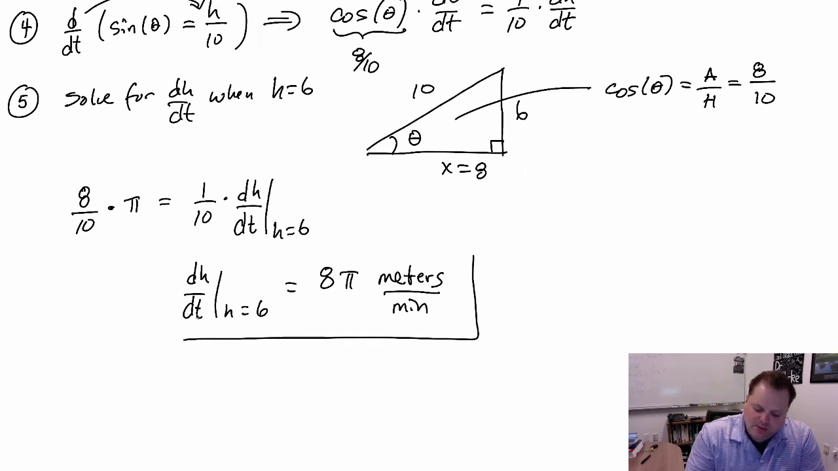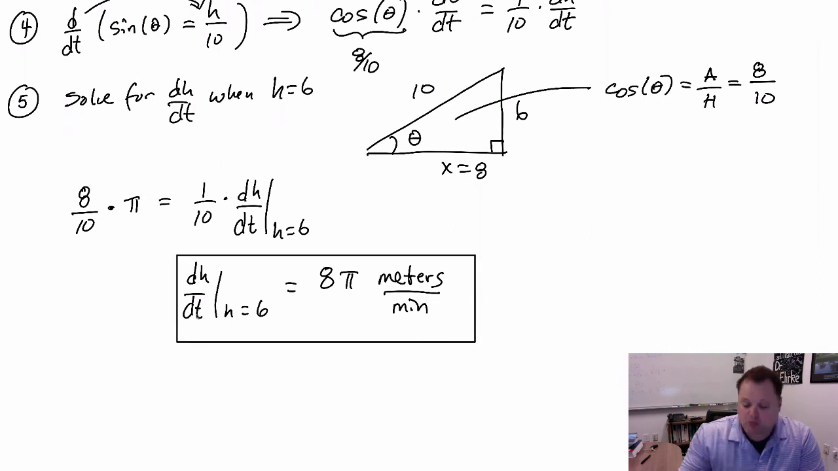So that is the rate at which the person's Ferris wheel seat is traveling upwards. That's the vertical rate of change. It's the rate at which the Ferris wheel seat is traveling upwards as the seat rotates around, when the seat is at a height of 16 meters.